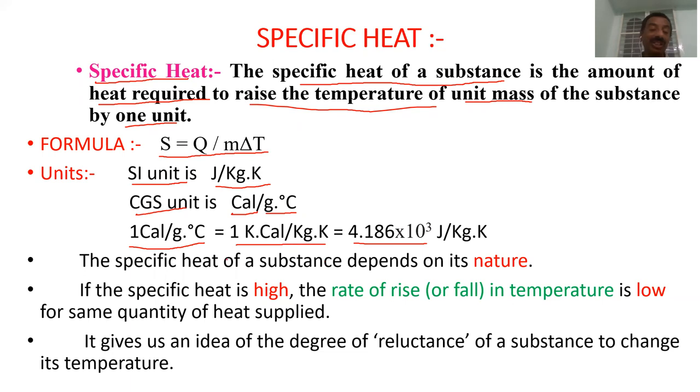If they ask 1 calorie per gram degree C is equal to how many joule per kilogram Kelvin, you can write 4.186 × 10^3, or 4186 joule per kilogram Kelvin.